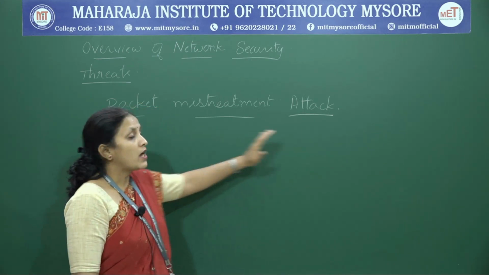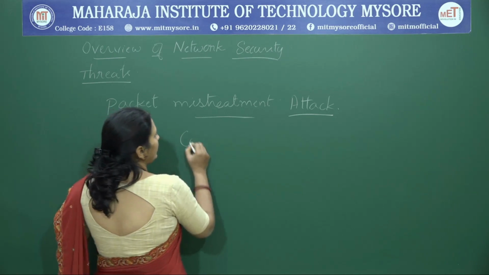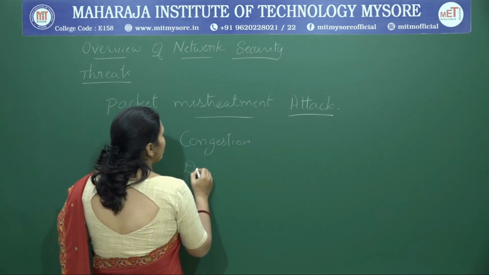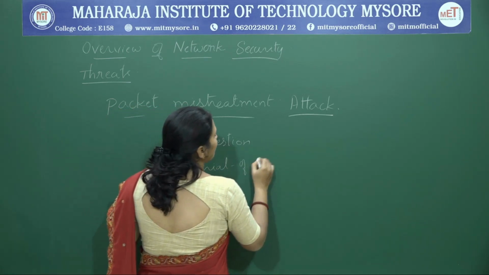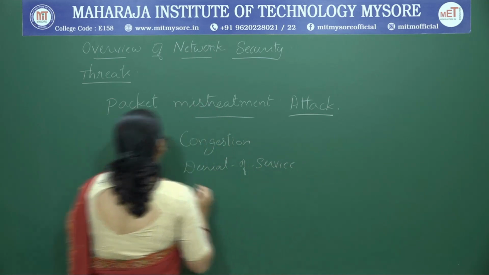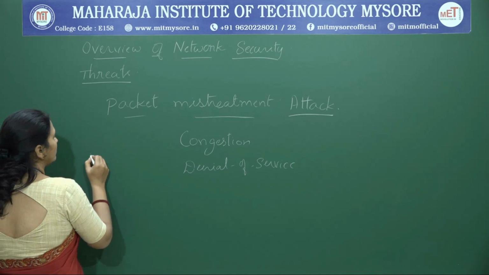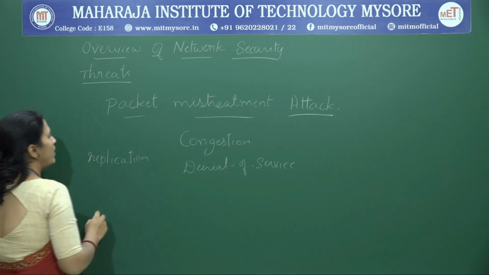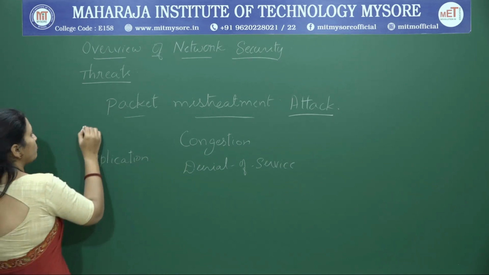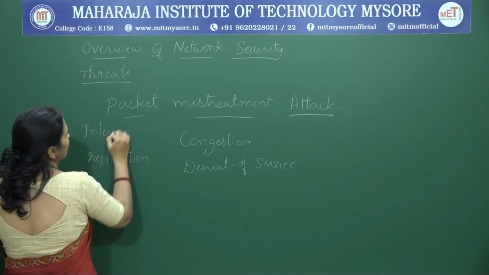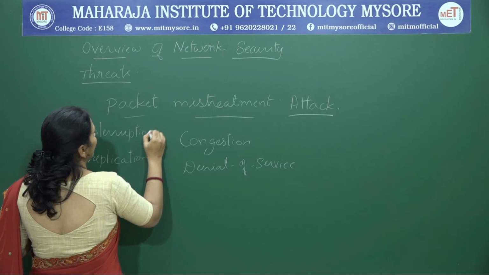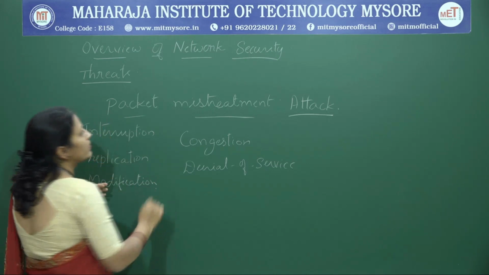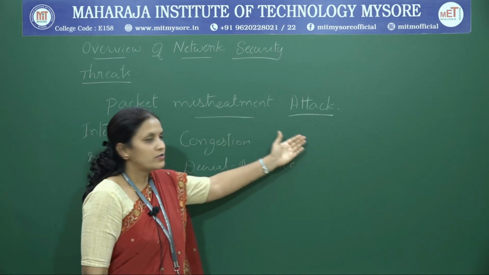Packet mistreatment attack will result in congestion inside the network, and denial of service can also happen as a result of packet mistreatment, and sometimes replication of packets, interruption, modification. Several things can happen in case of packet mistreatment attack.